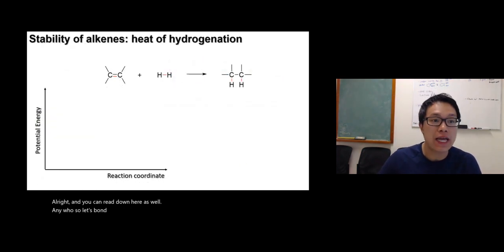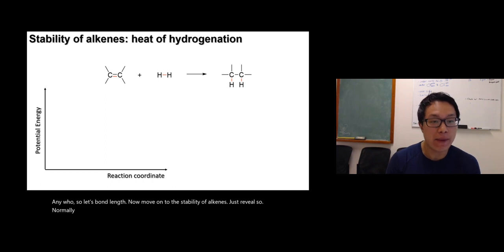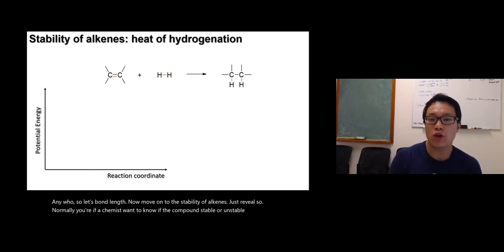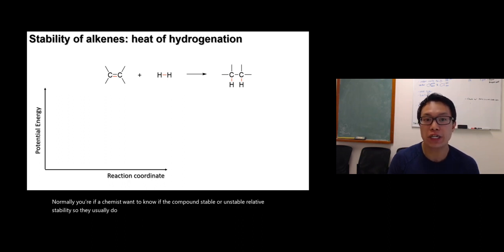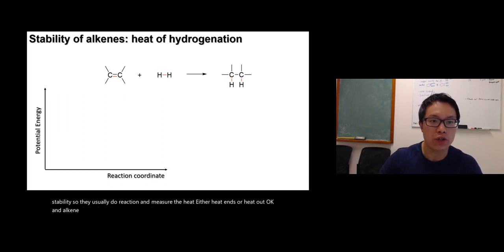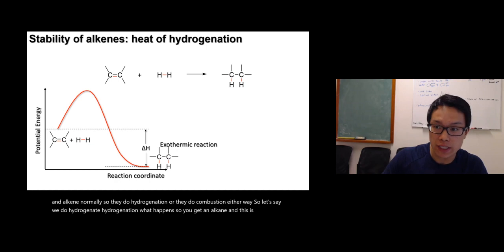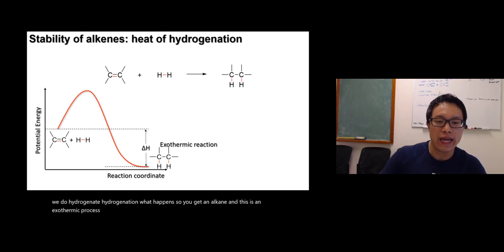Now move on to the stability of alkenes. Just to review, normally if a chemist wants to know if a compound is stable or unstable, its relative stability, they usually do a reaction and measure the heat, either heat in or heat out. For alkenes, they normally do hydrogenation or combustion, either way. So let's say we do hydrogenation. What happens? You get an alkane, and this is an exothermic process.